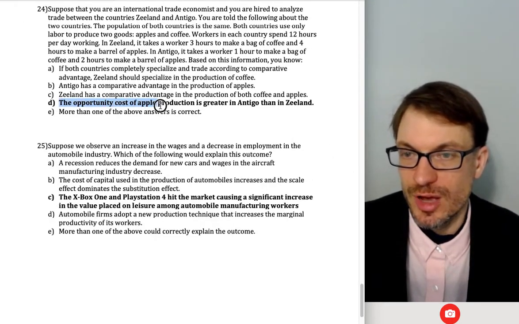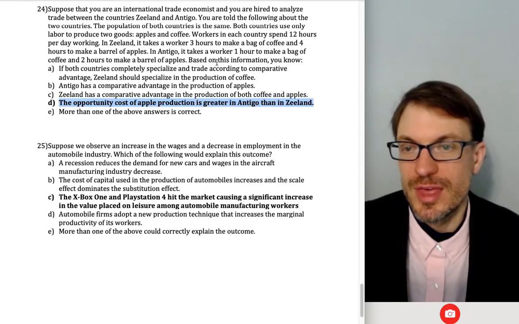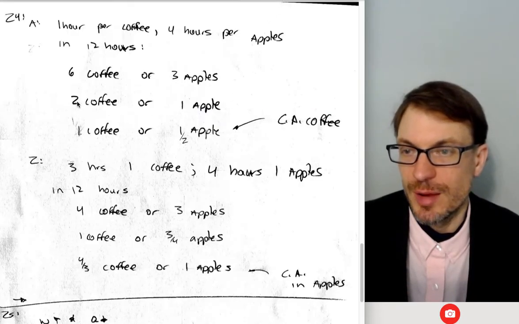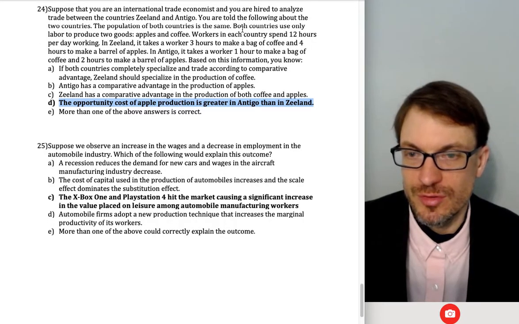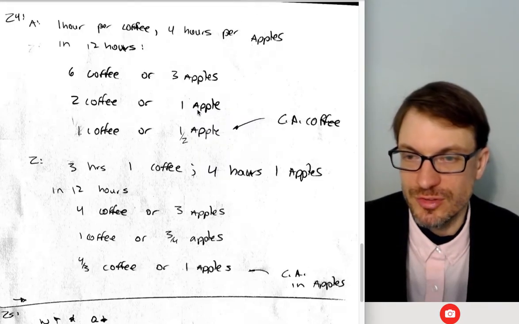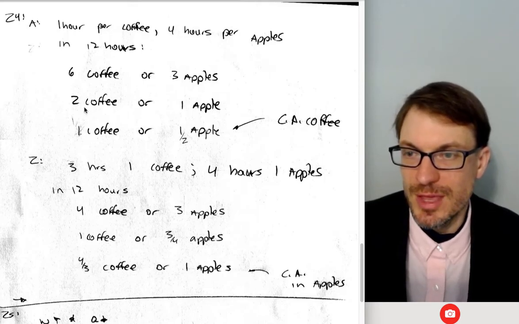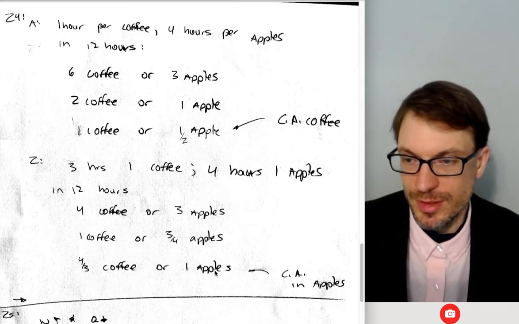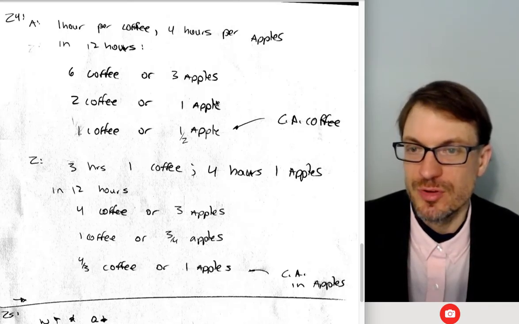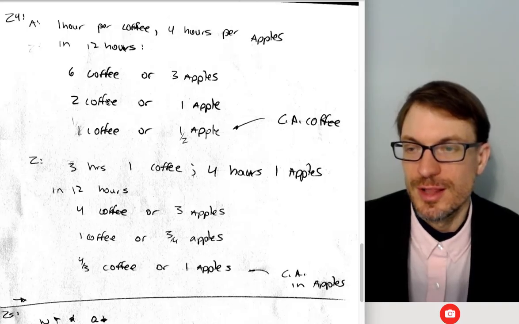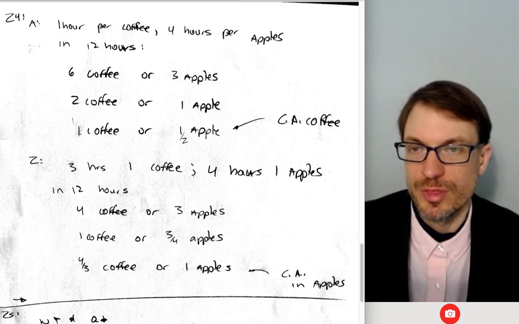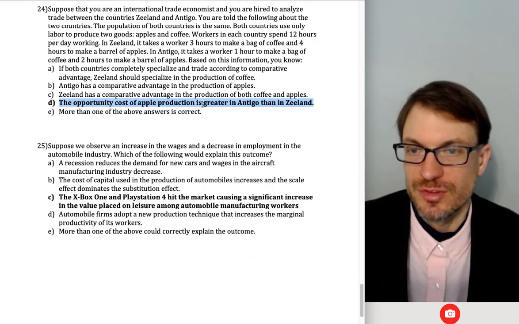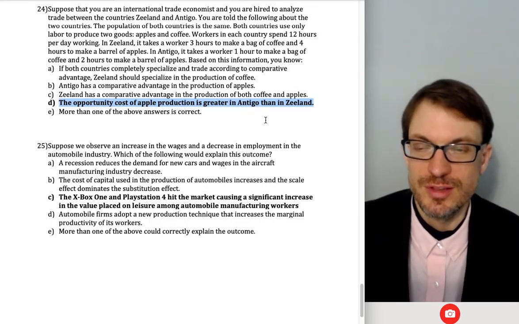And let's see, the opportunity cost of apple production is greater than in Zealand. Wait, how am I reading this? Is greater than Antigo. Opportunity cost of apple production. So in Antigo, to make 1 apple, it's going to cost 2 coffee. In Zealand, to make 1 apple, it's going to cost 4/3 coffee. The opportunity cost of apple production in Antigo is 2 versus 4/3, which is like 1.3. So the opportunity cost of apple production in Antigo is greater than in Zealand.